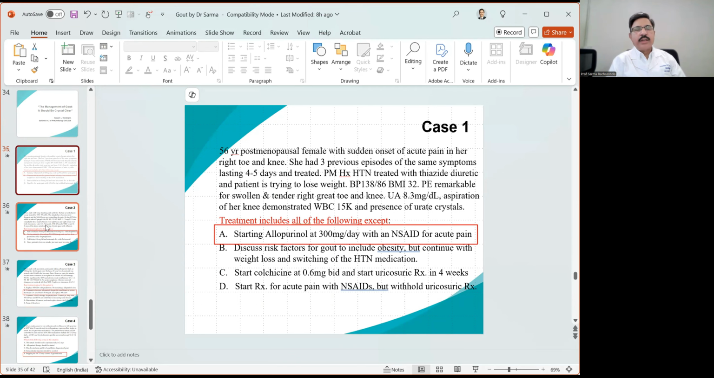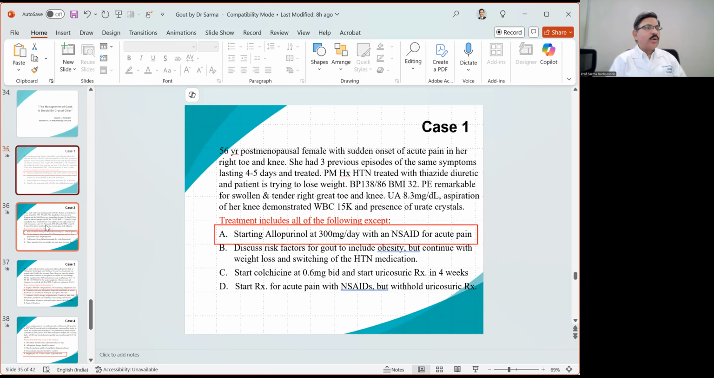She had a history of 3 previous attacks. Past medical history: hypertension, and she has used thiazides for the hypertension. Her physical examination is unremarkable, with swollen and tender right grade 2. WBC are increased and uric crystals are present. What else is required? It's a demonstrated case of acute attack.